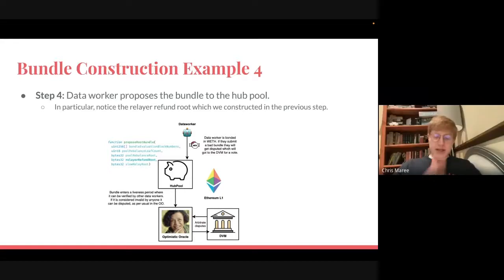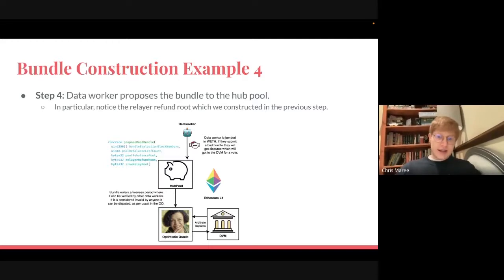So the way that we do disputes here is that we throw out the invalid bundle, we delete it effectively, and we send the arbitration of that to the DVM. And once the DVM comes back with a result, how the bonds are paid and who gets their money, everything is handled by the optimistic oracle. As soon as we delete it, though, a new bundle can be proposed.